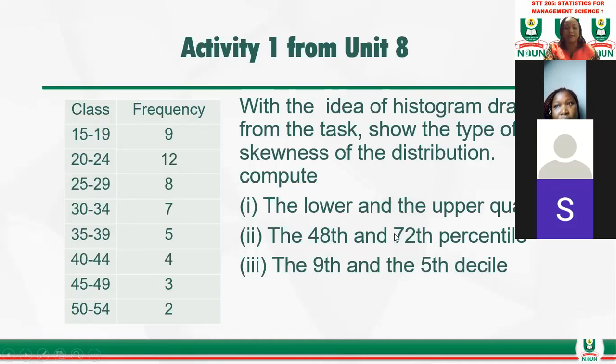compute the 47th and the 72nd percentile, compute the 9th and the 5th decile. You just need to follow the pattern I showed you on how to compute the decile. Where we have our 2 and 7, you just have your what? Your 9 and 5. And with that, you have no issue in the computation.